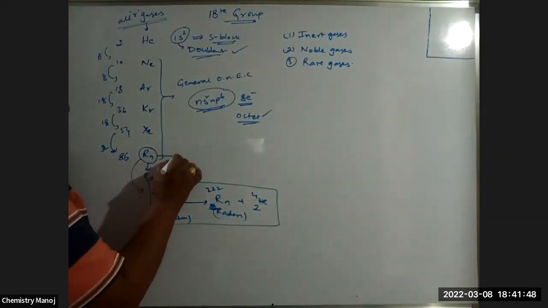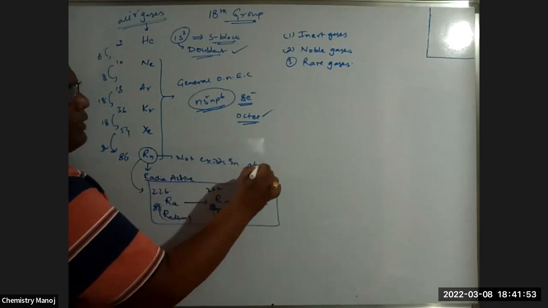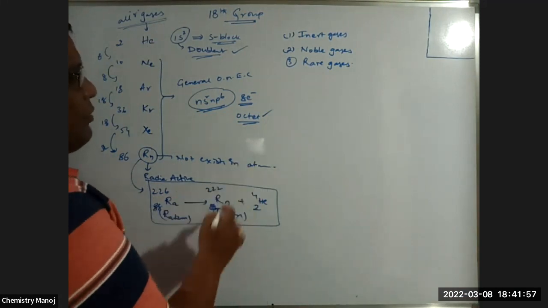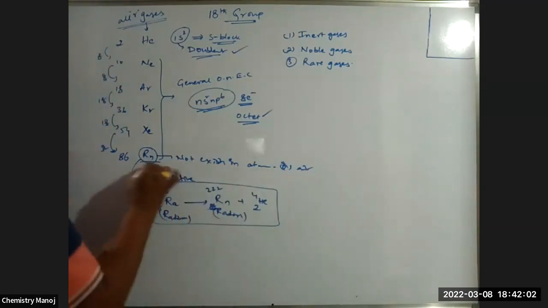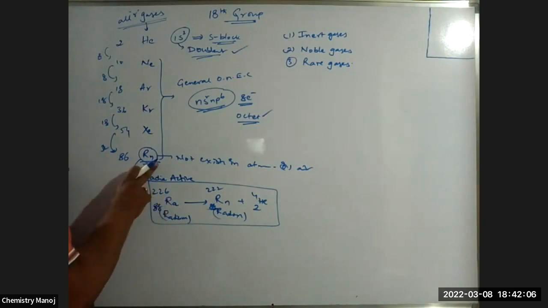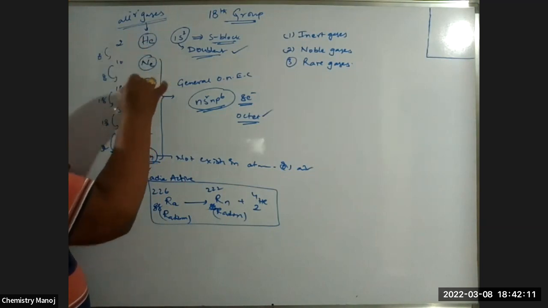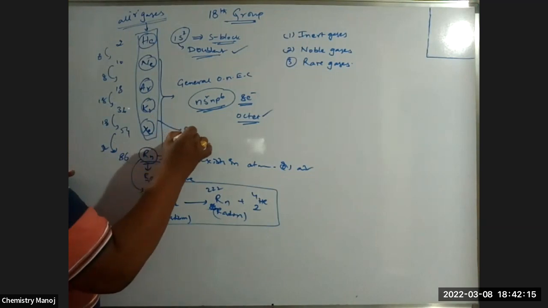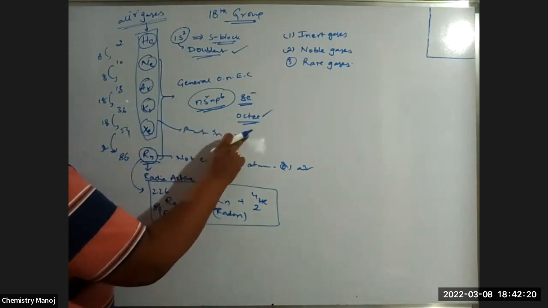My dear boys, radon does not exist in the atmosphere. It is not available in air because it is available from radioactive disintegration. So the remaining five gases, what are those? Helium, neon, argon, krypton, xenon. These five gases are only present in air. Which of the following noble gas does not exist in air?